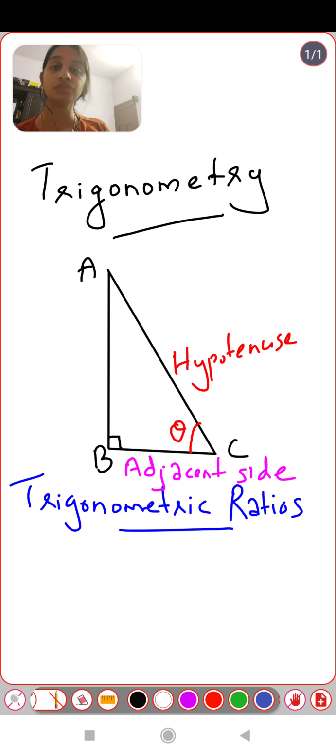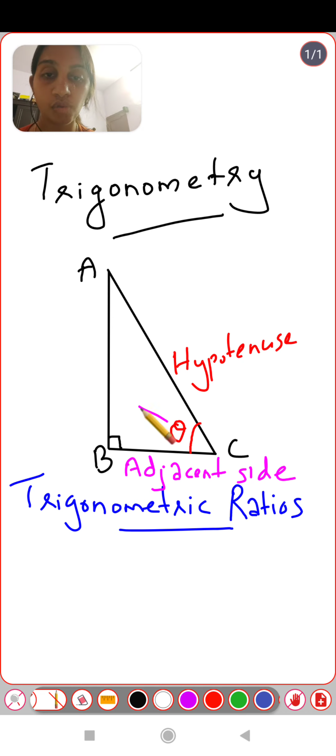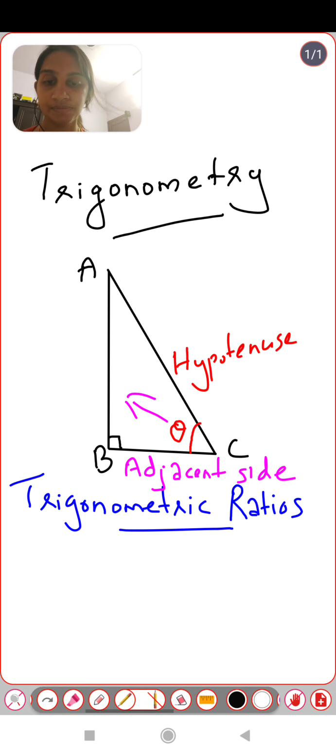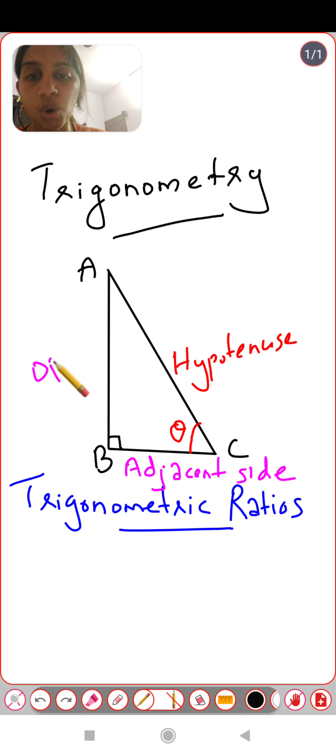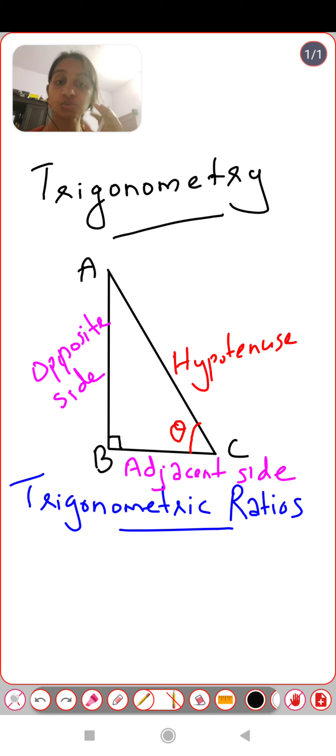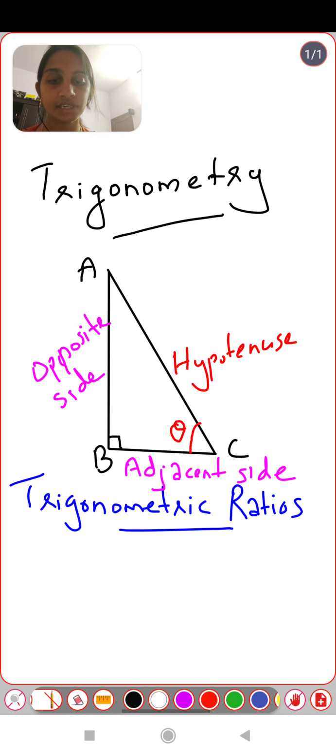Okay, and do you know which side is opposite to this angle? The side opposite to this angle is what? AB. So AB is the opposite side according to that angle C. Now we can check the trigonometric ratios.